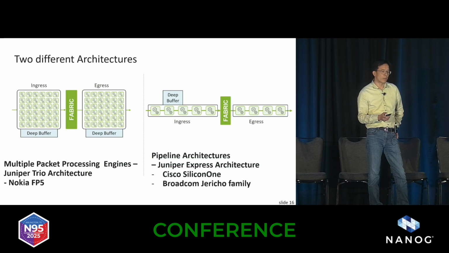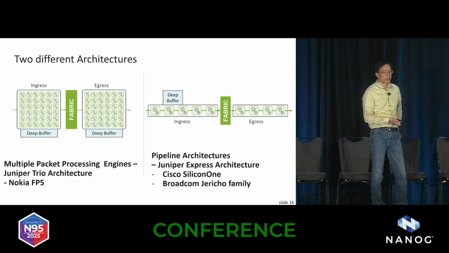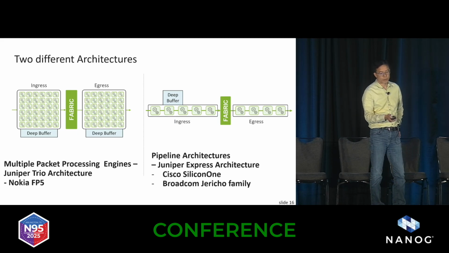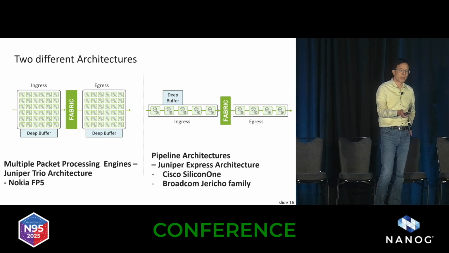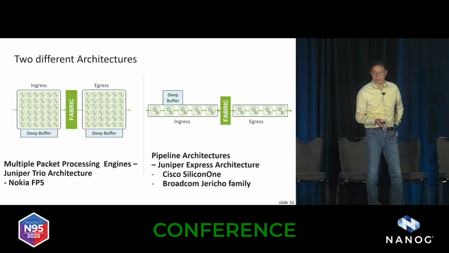If we map those chips into different architectures in terms of packet processing, the Juniper Trio architecture is more of a multiple PPE architecture, similar to Nokia FP5. On the pipeline architecture, there are Juniper Express, Cisco Silicon One, and the Broadcom Jericho family. I didn't put Tomahawk. Tomahawk should belong to this category, but usually it's not a deep buffer chip. It's a shallow buffer chip. Basically, there's no external memory.